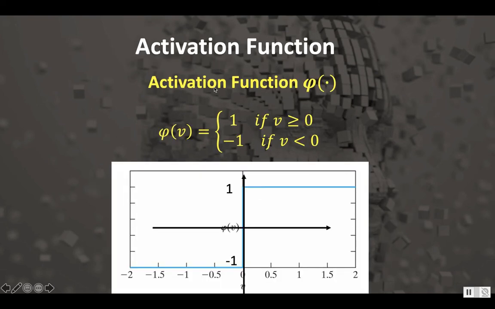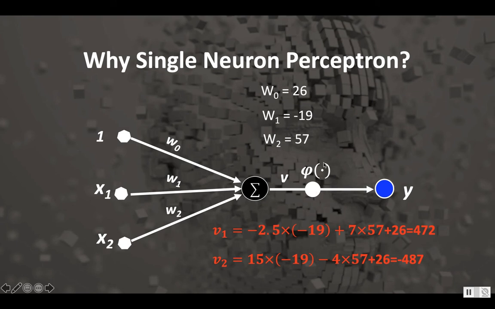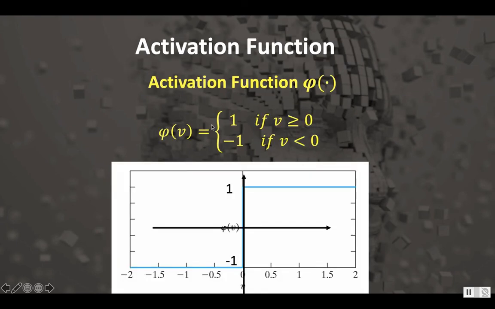And then here, look at it here, the phi is the activation function. So here we only choose a very simple one, like a threshold. If the v is larger than 0, the phi v equals 1. If v is less than 0, the phi v equals -1. You can see it's just like a threshold, either output equals 1 or -1.